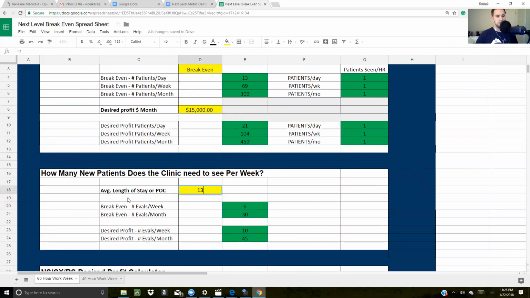This here is the biggest number when it comes to marketing. If you guys don't understand that: the higher the plan of care, the length of stay, the longer they're in your clinic for, the less number of evals you need per week. Let that sink in for a little bit. The more they're in the clinic for, the longer you keep retention.